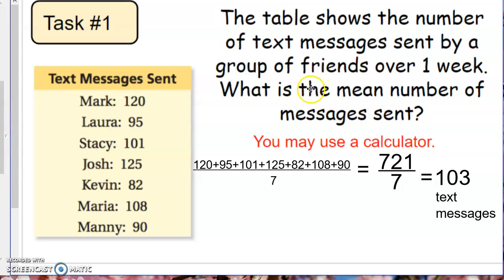So you can see from this data, we have Mark, 120, Laura, 95, Stacy, 101, Josh, 125, Kevin, 82, Maria, 101, and Manny sent 90. So what I need to do first, and you may use a calculator with this, is add all of those numbers together. Now, when you have that many numbers that you have to add together, I recommend doing it more than once. So let's say you add them up and you get an answer. You double check that answer by adding them up again, and you get a different answer. Guess what you should do?